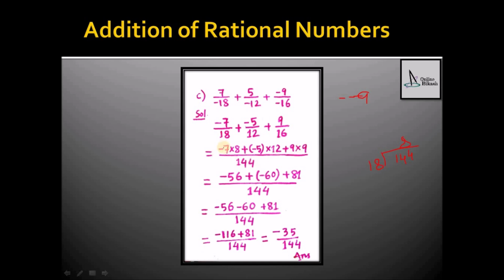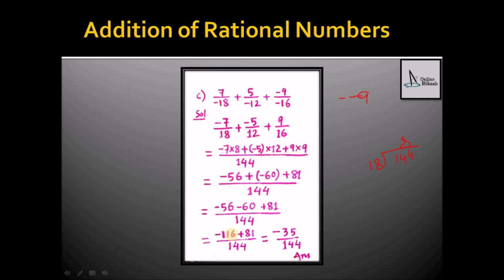So minus 7 into 8, what is the answer? Minus 56. Minus 5 into 12, what is the answer? Minus 60. You see this plus sign is already put here, and 9 into 9 is 81. Now you just remove the bracket. If you have any brackets, you can remove them. Minus 56 plus and minus will become minus 60, and plus 81. So minus 56 minus 60 is minus 116. I already told you, when they have a common sign, that means minus 56 and minus 60 both have a minus sign, so you can add them.